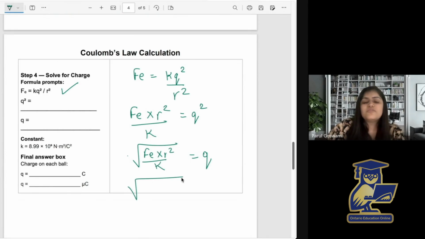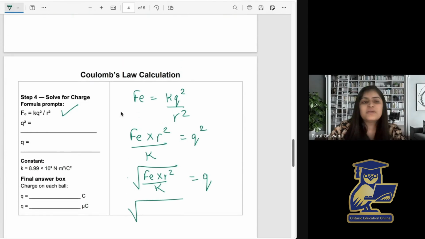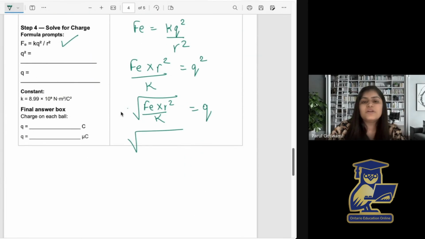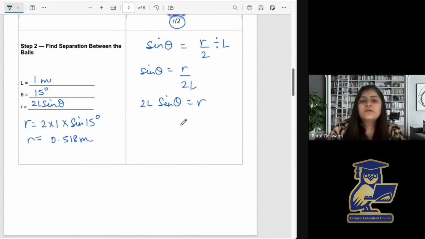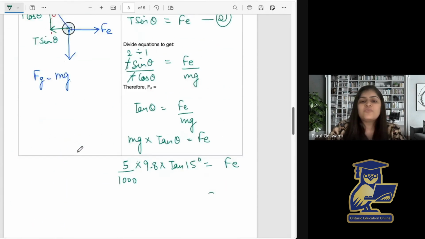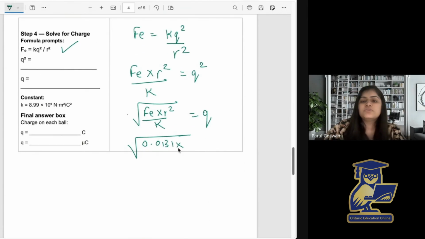Now I can substitute the value of Fe. So we got Fe as 0.0131 Newton, times r square. r we had already determined earlier. So r came out to be 0.518 meter. So it would be 0.518 square. k is the known value, which is 8.99 times 10 raised to the power 9 Newton meter square per Coulomb square, equals Q.